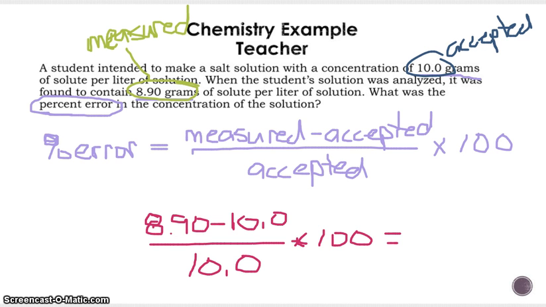So when I calculate this out, if you were to punch it into the calculator, you would end up getting 11%. But since I know I need three sig figs here, I'm going to type it in as 11.0%. So my percent error in this lab situation was 11.0%, which means I am 11% off or away from the value I should have gotten in my measurements.